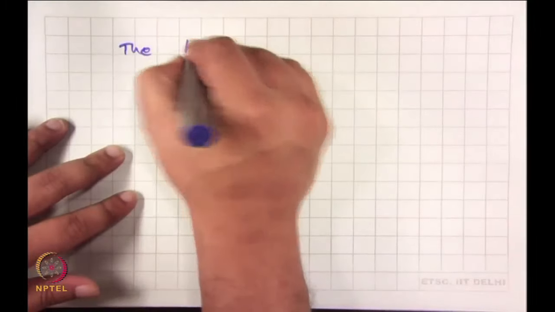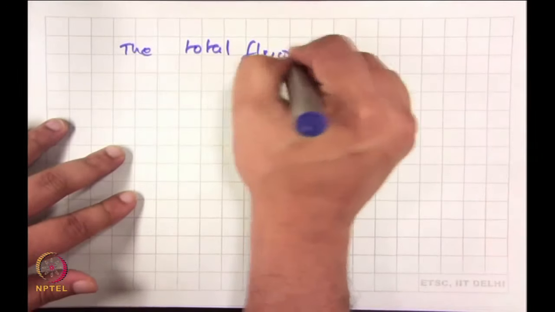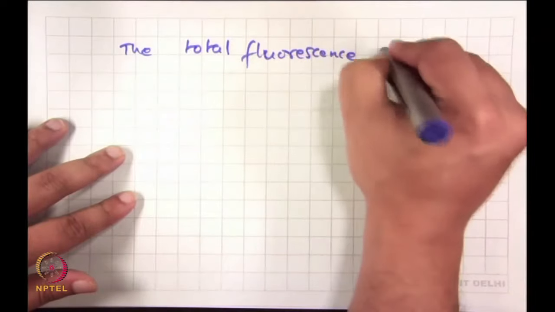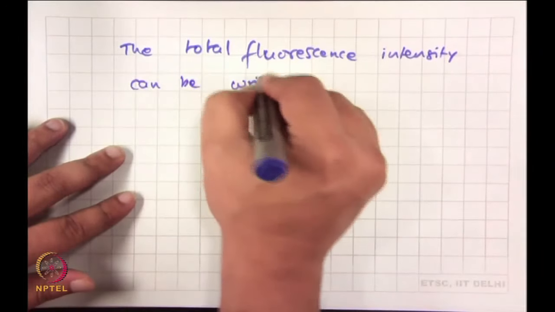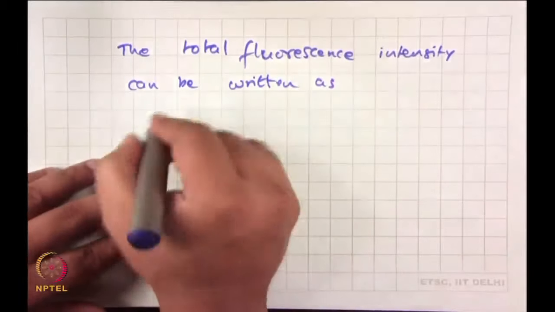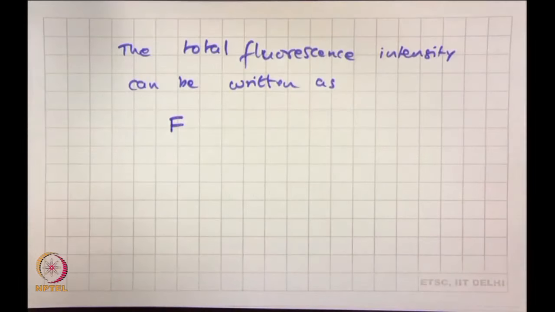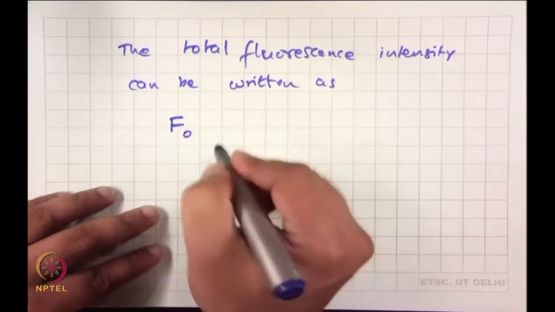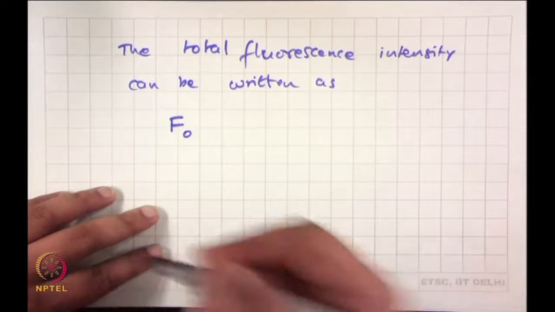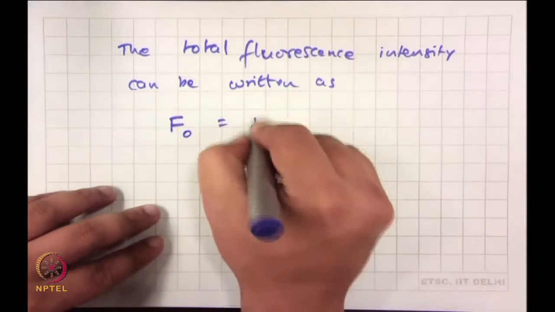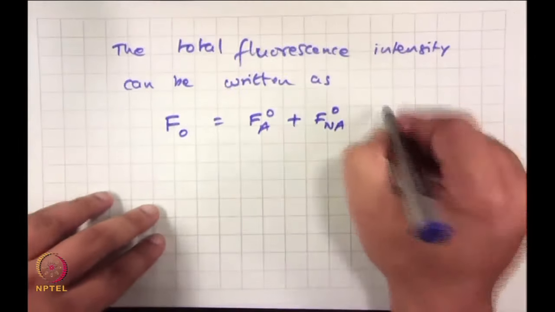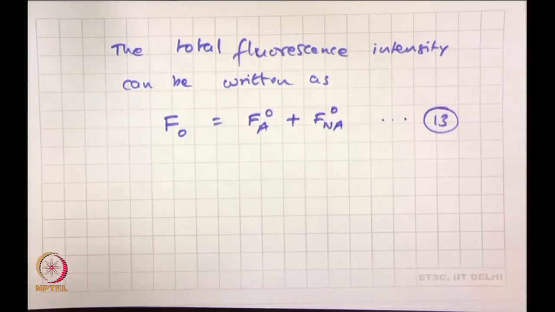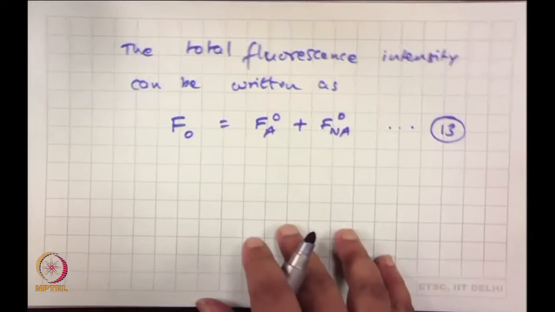What we say is, the total fluorescence intensity can be written as F0. By this time, you must know that F0 means in the absence of the quencher. It is equal to FA0 plus FNA0, and this is equation 13. I guess the last one was 12, but if I am wrong, please correct it accordingly.